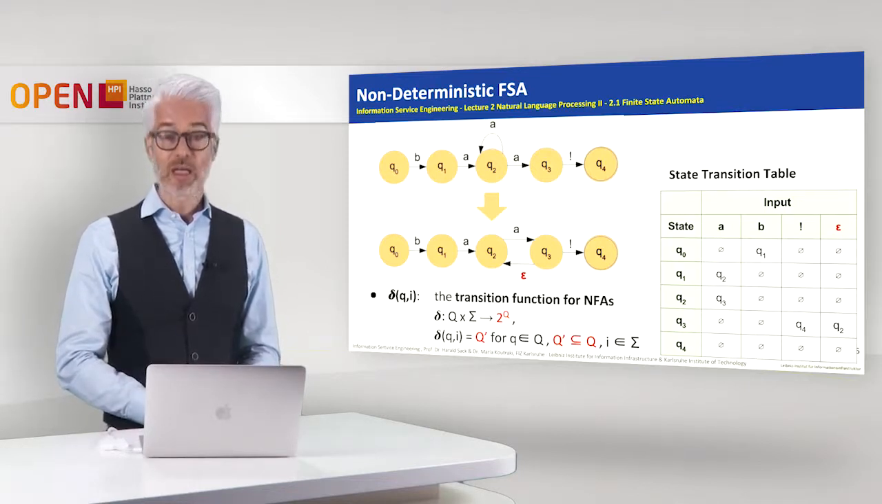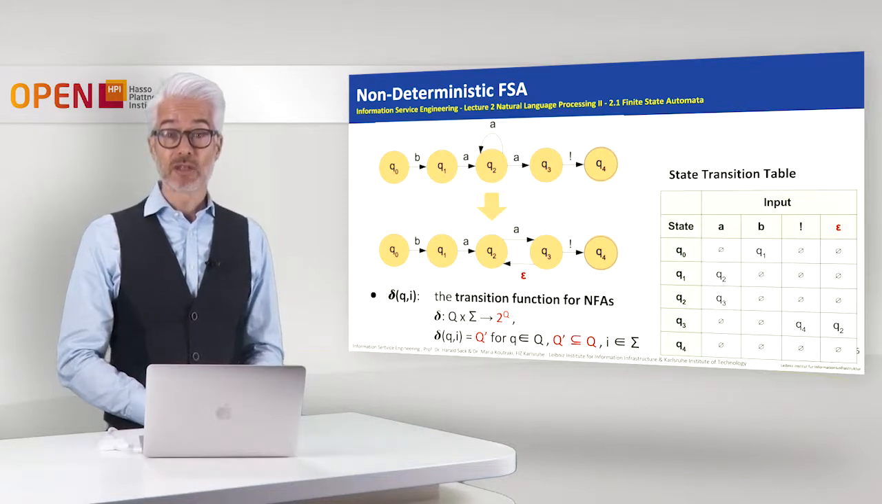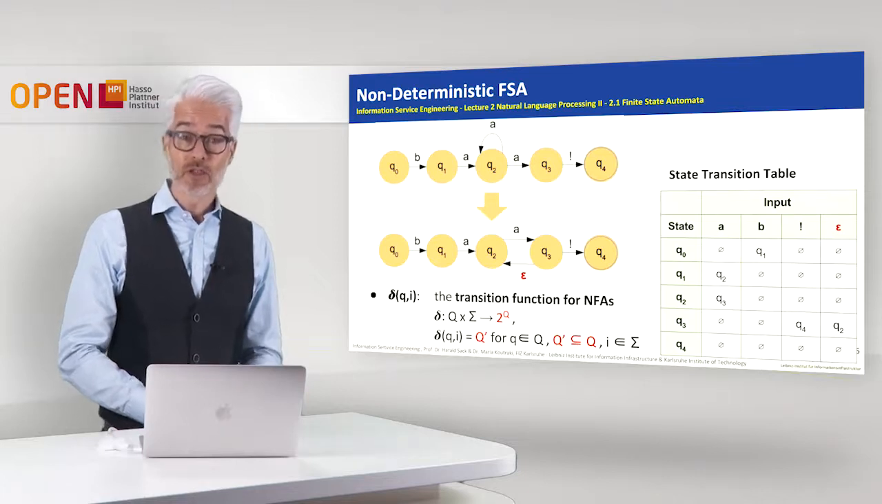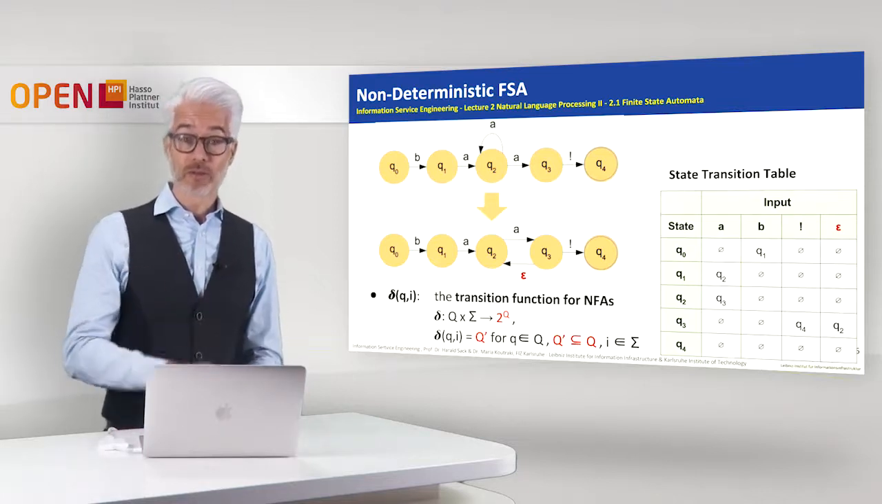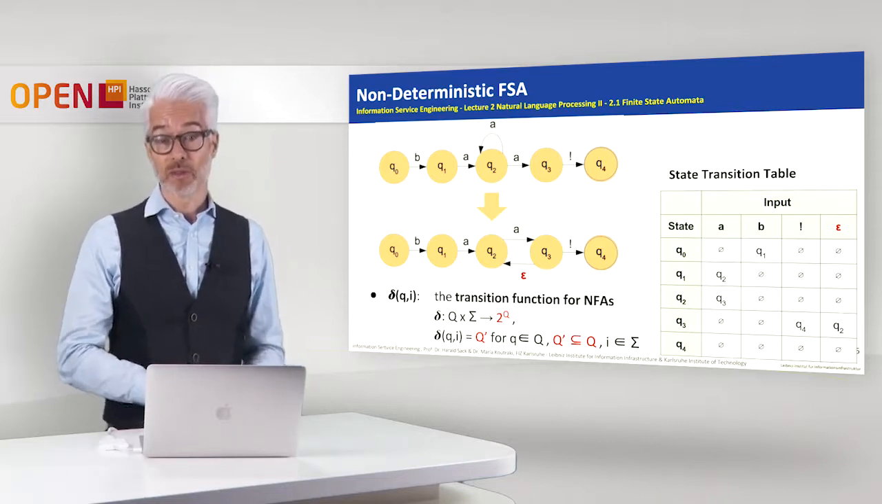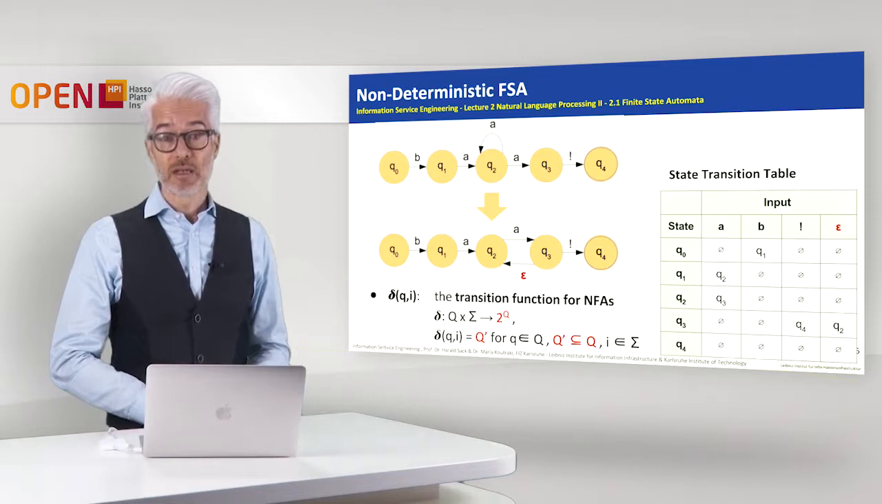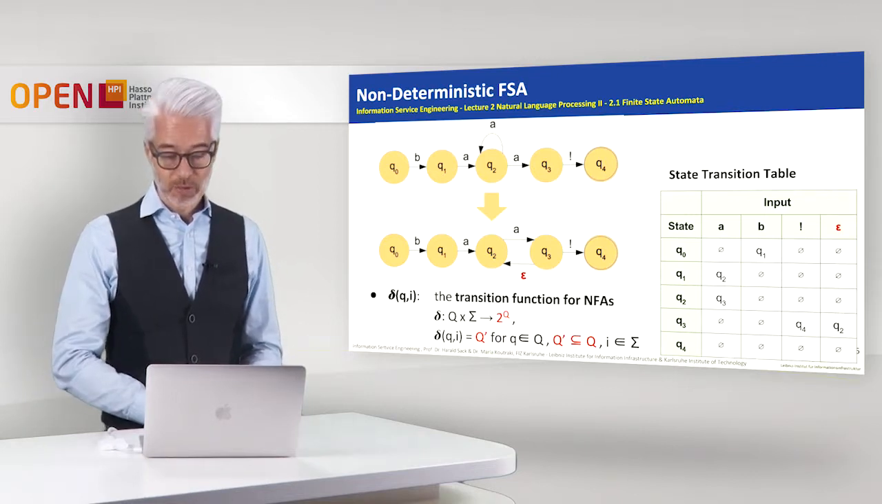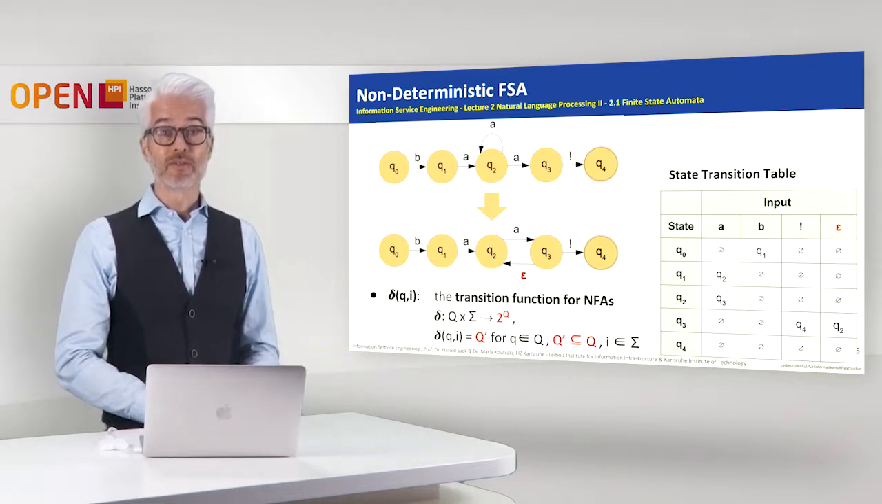For example, when we are in state Q3, then we have an epsilon transition to Q2, which means potentially, of course, you can go back to Q2 without reading any input string. On the other hand, if you are in Q sub 3 and you read an exclamation mark, you will proceed also to the final, accepting state Q sub 4.